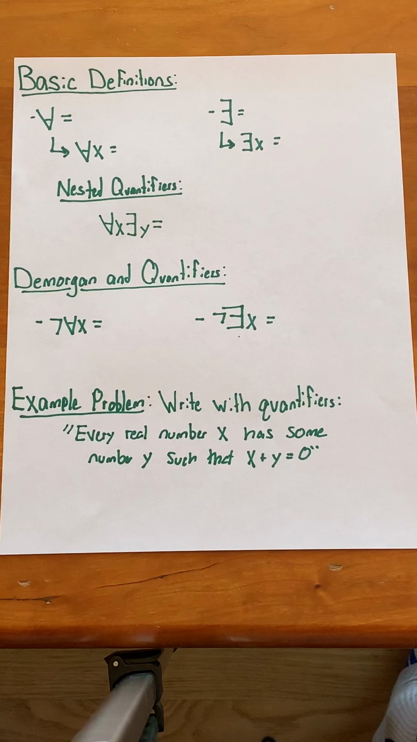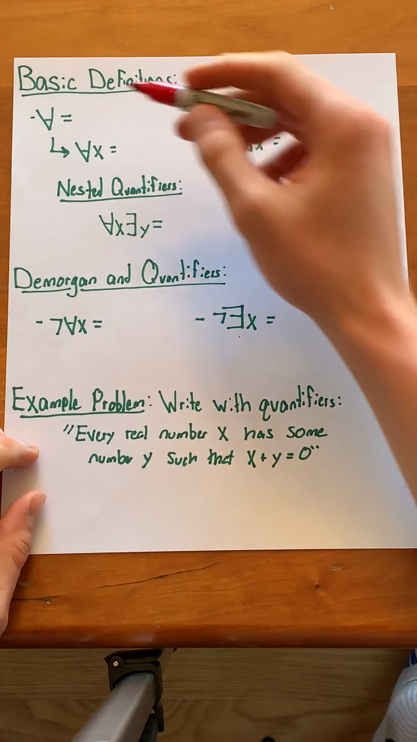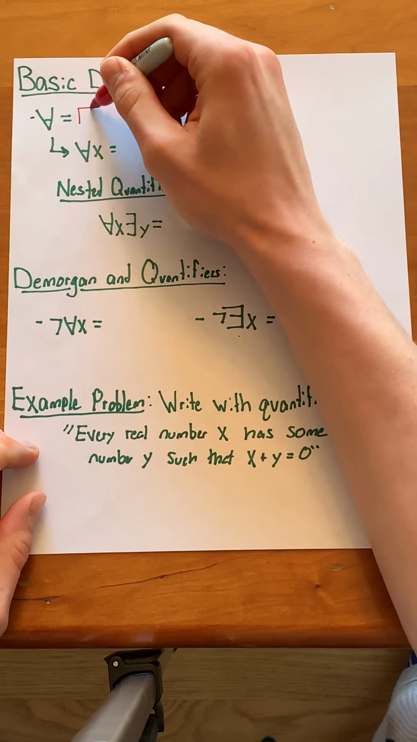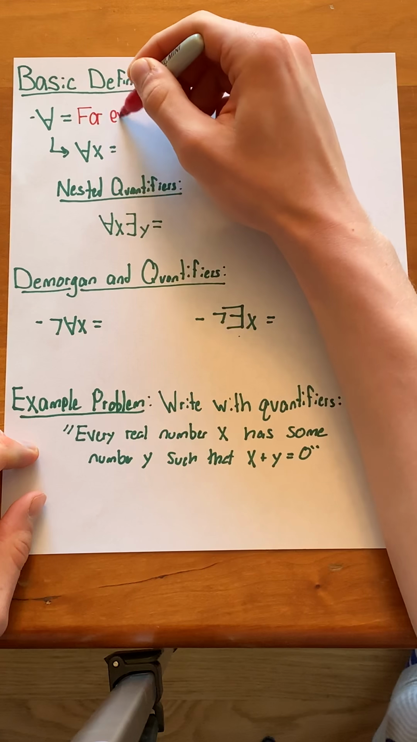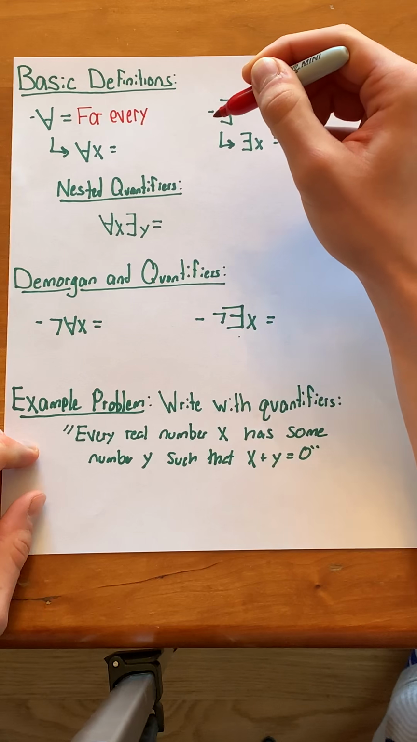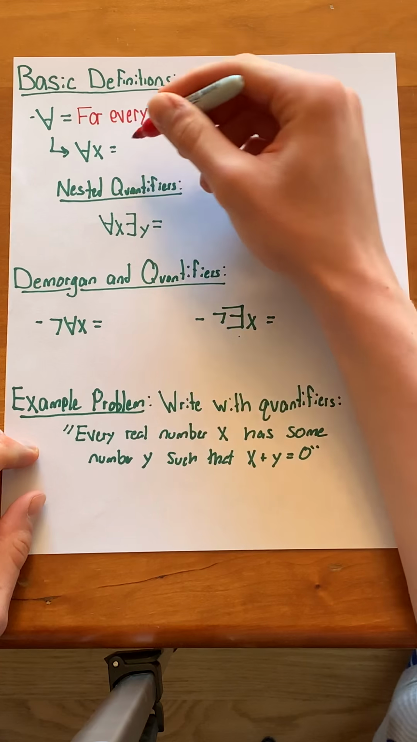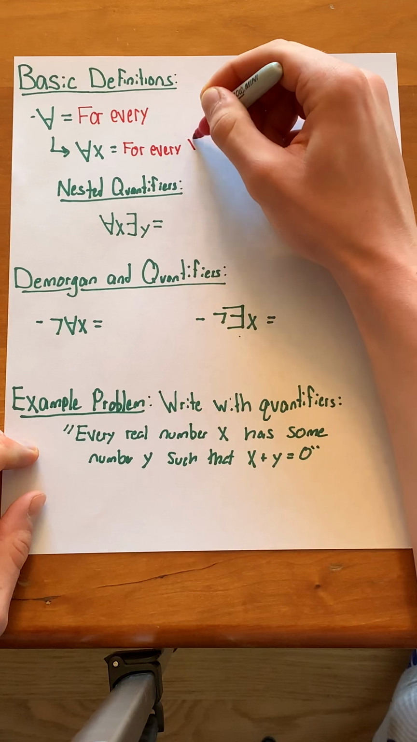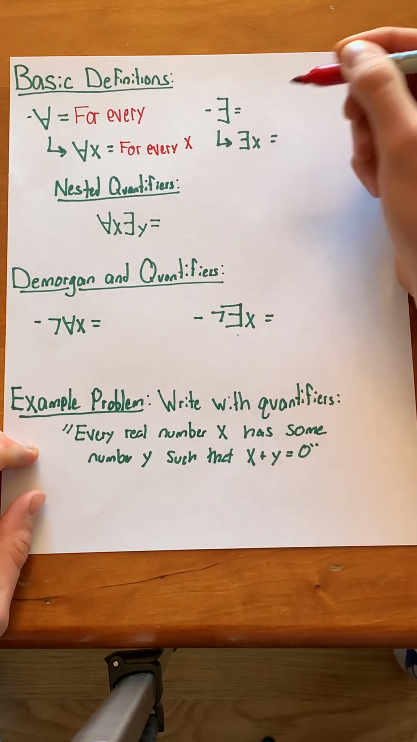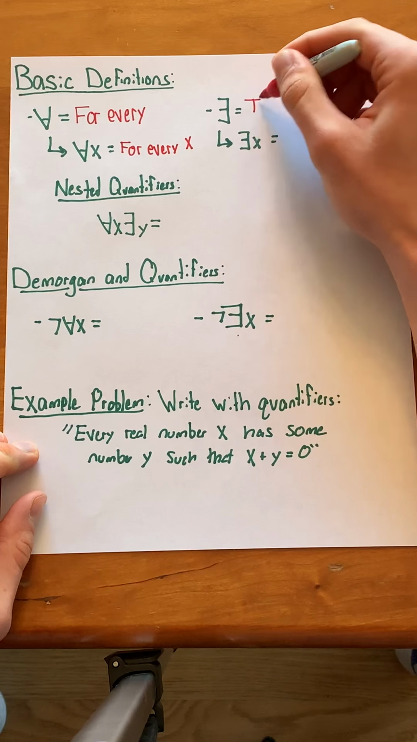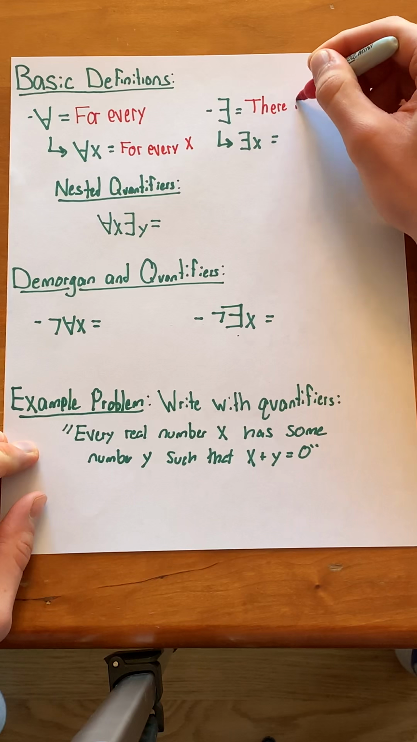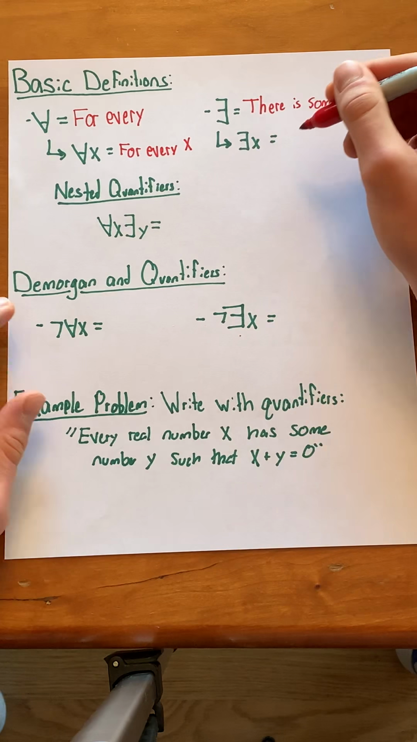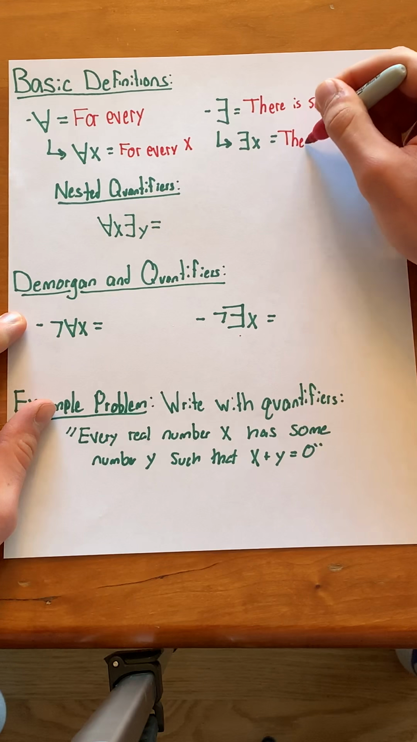To start, let's quickly review what the quantifier signs mean. This upside down A is the universal quantifier. It means for every. Thus, when we have the universal quantifier with an x, it means for every x. This backwards e is the existential quantifier. It means there is some. So, when we have the backwards e with an x, it means there is some x.